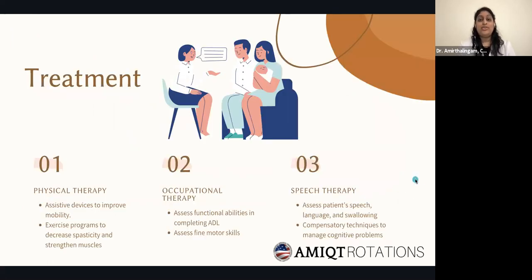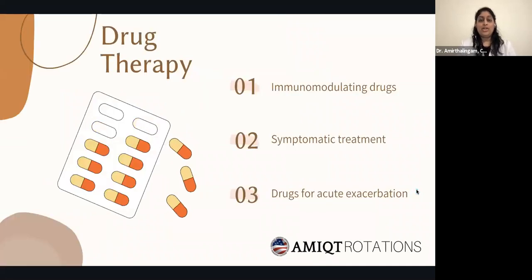So now moving on to the treatment. For multiple sclerosis, it's important to note that there is both medical and non-medical treatment. When it comes to non-medical treatment, such as physical therapy, occupational therapy, and speech therapy, it is very important to suggest these and ask the patients to follow them because they will help with the activities of daily living. They will also help with muscles and motor function and can help patients build a very effective support system. When it comes to drug therapy, there are immunomodulating drugs, drugs for symptomatic treatment, and also drugs for acute exacerbations.